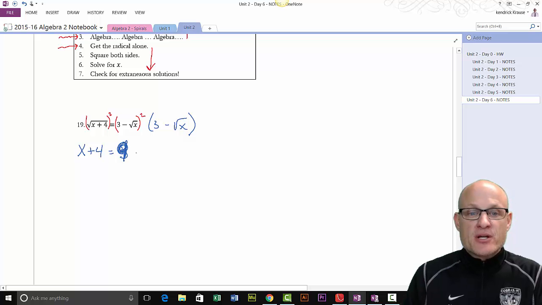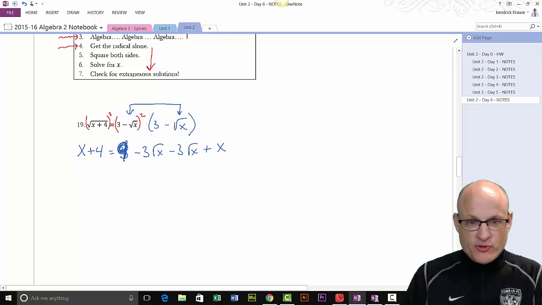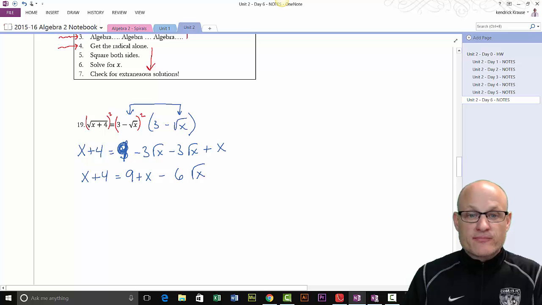3 times 3 is 9. Minus 3 square roots of x. Minus 3 square roots of x. Now, negative x square root of x times negative square root of x is positive x. Now, what was the next step? Algebra, and get the radical alone. So, x plus 4 is equal to 9 plus x minus 6 square roots of x.